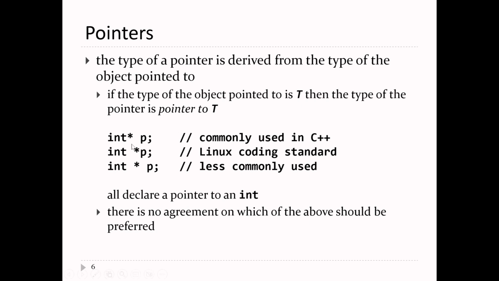In C++, you will typically see int and then no space followed by the star. The Linux coding standard says you should use int followed by a space and then the star and then the variable name right after the star. Less commonly used is where there's a space on both sides of the star. However, they are all legal. There is no general agreement as to which one should be preferred.